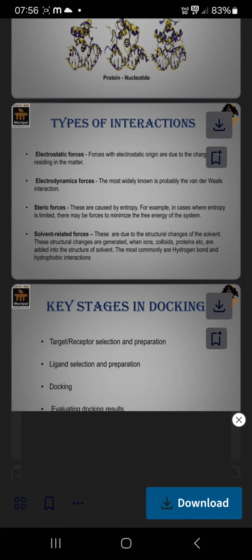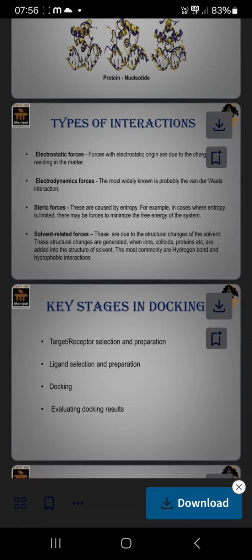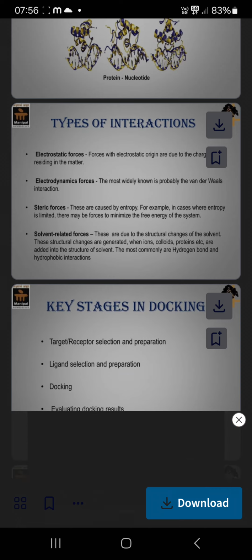And solvent related forces. These are due to the structural change of the solvent, and these structural changes are generated when ions, colloids, proteins, etc. are added into the structure of the solvent. The most common are hydrogen bonds and hydrophobic interactions.